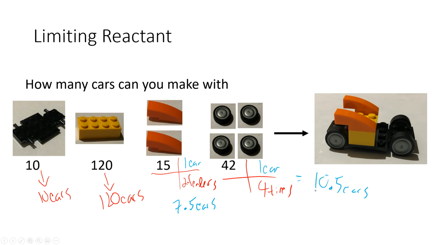So even though we have enough tires for 10.5 cars, and even though we have enough yellow bricks for 120 cars, and even though we have enough of these bodies for 15 cars, we're limited by our fenders. Our fenders are only going to make 7 cars, and so we're going to have to stop at 7 cars, and we're going to have some leftover tires, and some leftover yellow bricks, and some leftover of those bodies. So this is no different than what we do chemically. Chemically speaking, we are trying to make some product, and if we have the number of each thing that makes that product, we can figure out how many products we make and what we'll run out of.